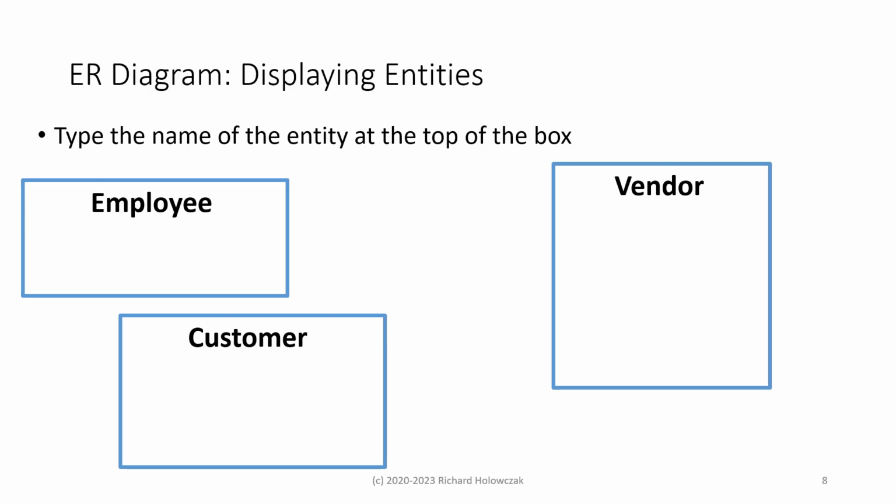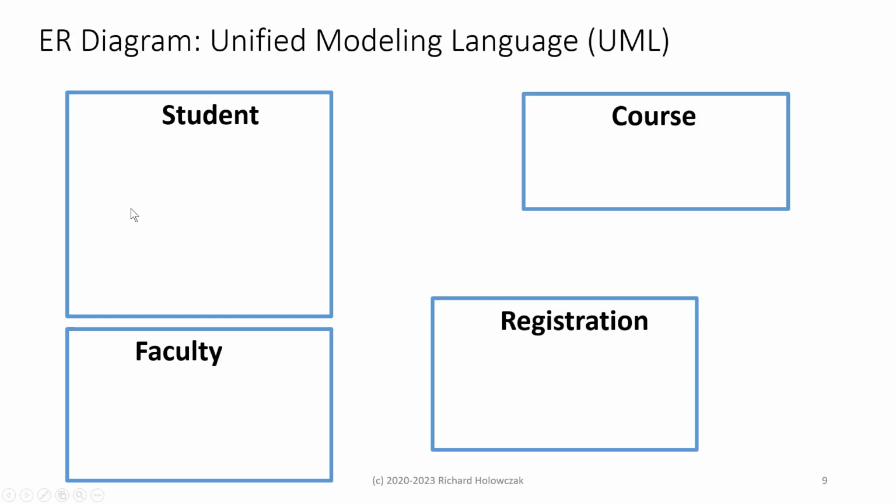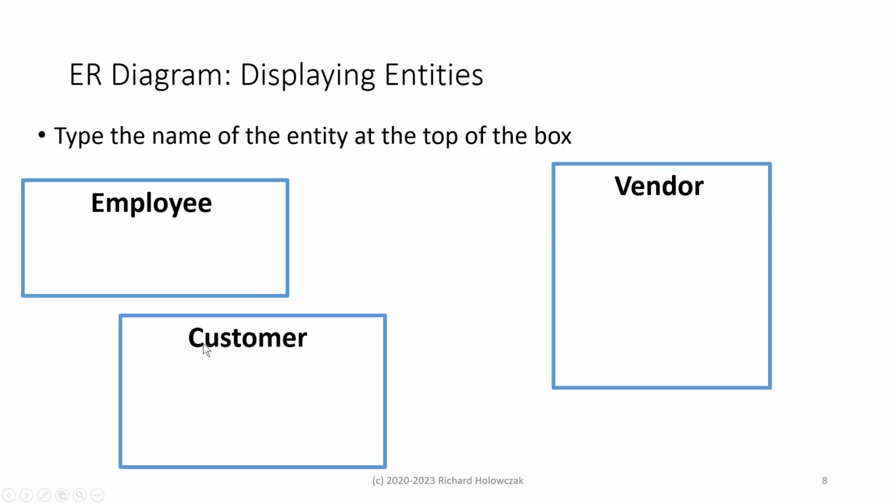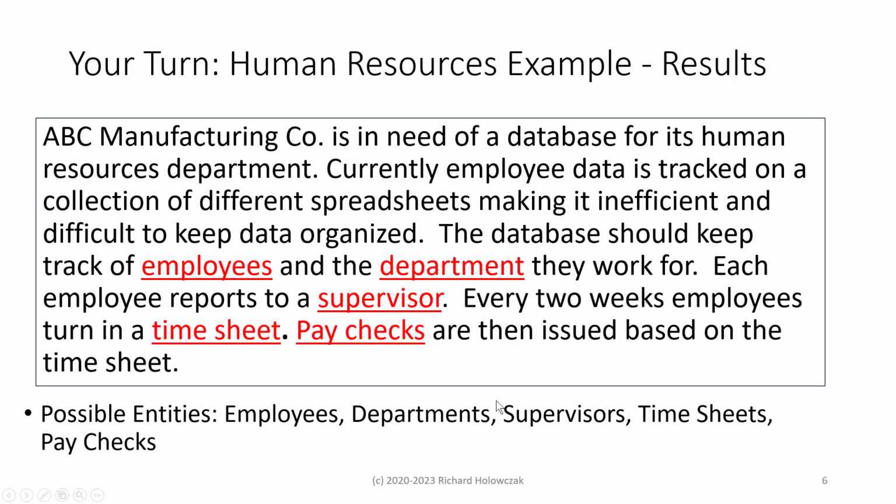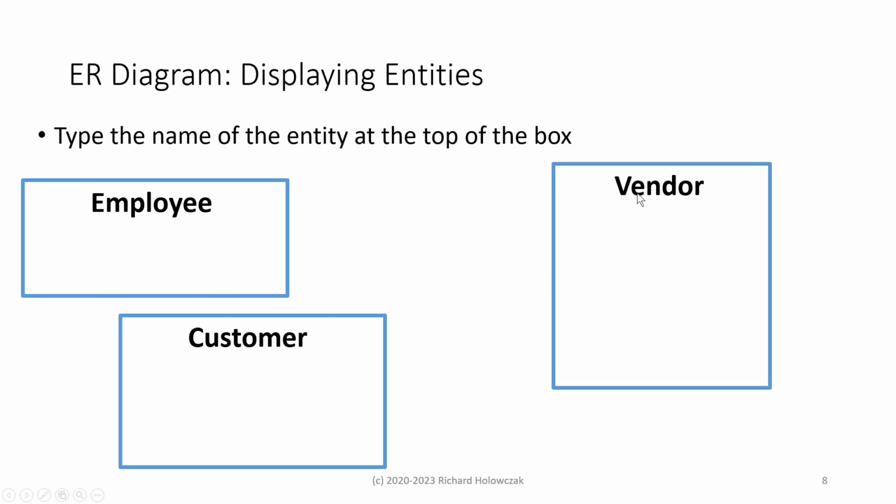In an ER diagram, we typically display entities by simply giving their name and drawing a box around them at the top. Here's my employee entity. Here's my customer entity. Here's a vendor entity. It really is no more complicated than that. As soon as you come up with your list of potential entities, you simply put them in a box, and that's all you need to do.